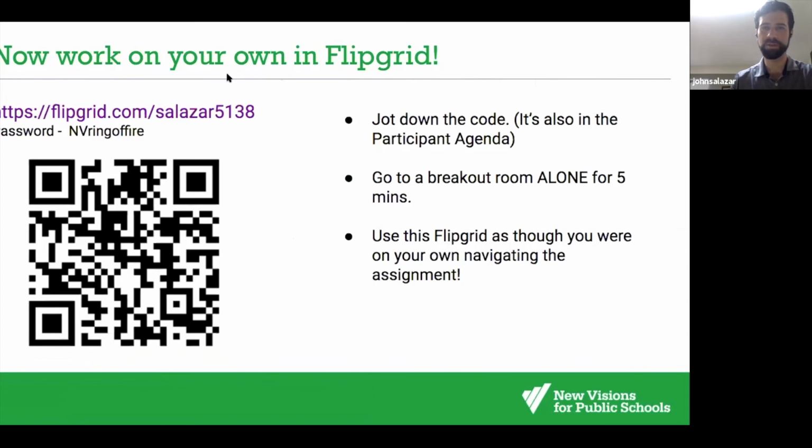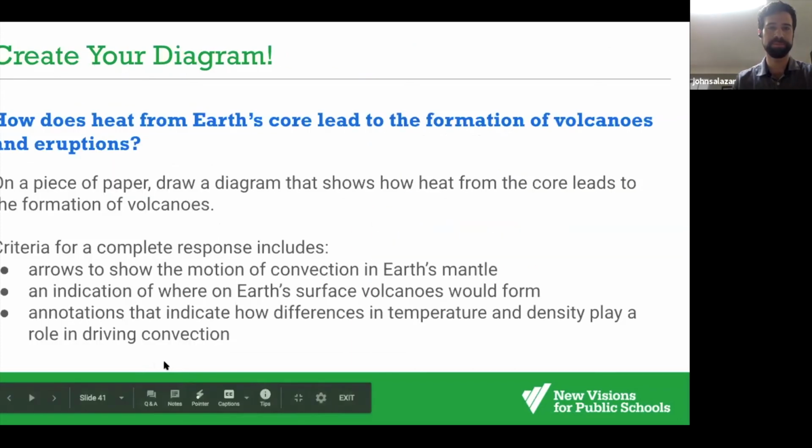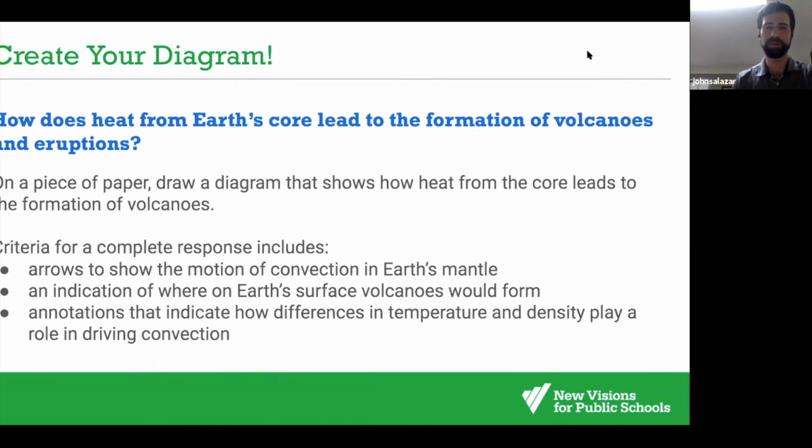And so looks like you've already done all this. You're going to be all alone for 5 minutes, as it says. And you're going to use the Flipgrid as if you're navigating this assignment on your own in an asynchronous setting. So these instructions will be in the grid itself. You might have already seen them, but I want to make sure that everybody has a chance to look at these and ask any clarifying questions before we actually move into independent work time.